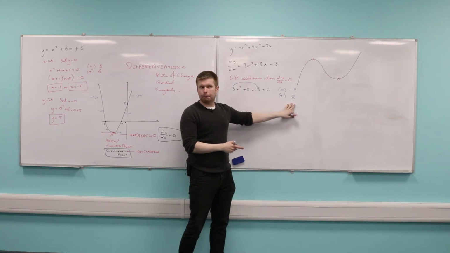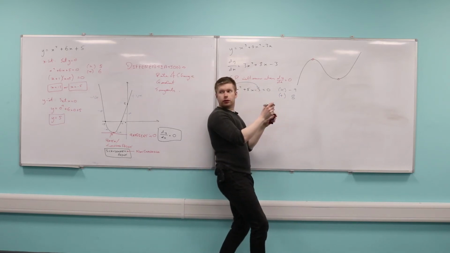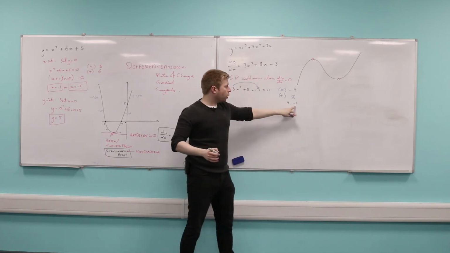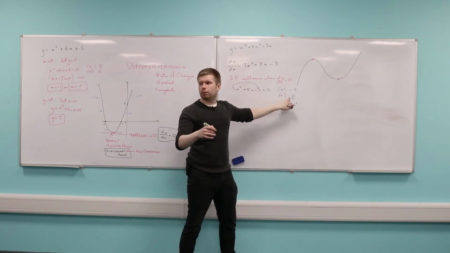Negative 8. No. Multiply together to make negative 9. 9, 1. 1, negative 9. Sure it's that way around? Negative 1 and 9. Perfect. 9 and negative 1, because 9 multiplied by negative 1 makes negative 9, and 9 plus negative 1 makes 8. 9 take away 1. Happy?